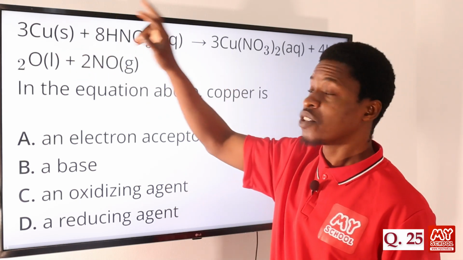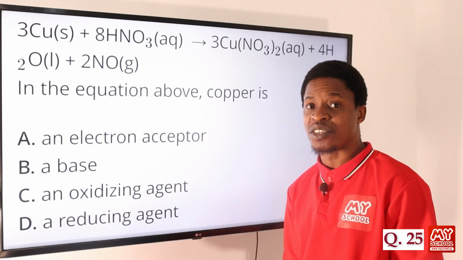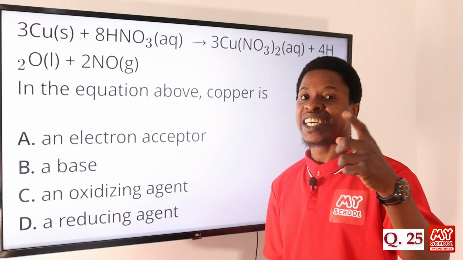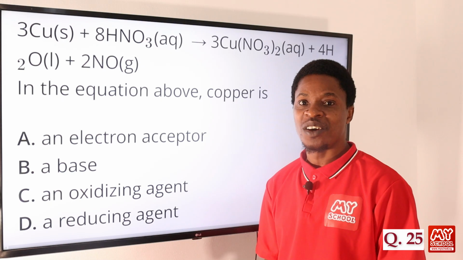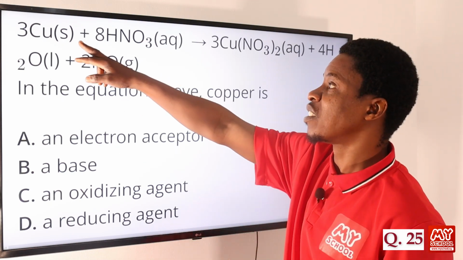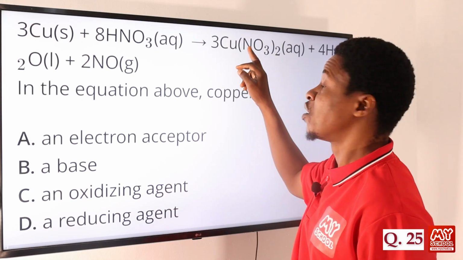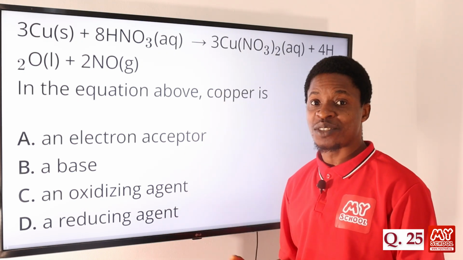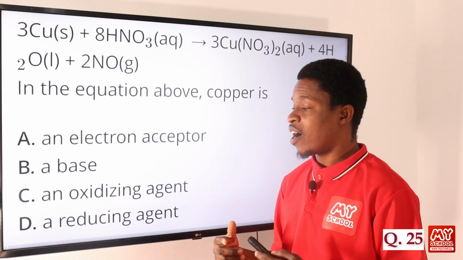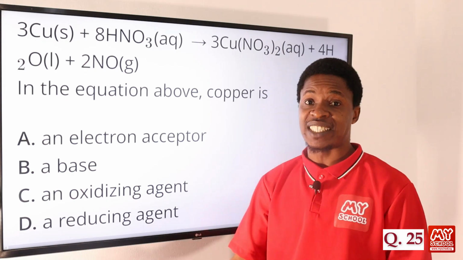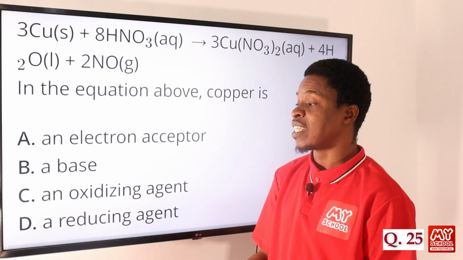If it's moving from 0 to positive 2, that's an increase in oxidation number. If it's an increase in oxidation number, it means that oxidation has taken place. So reducing agents undergo oxidation, while oxidizing agents usually undergo reduction. In this case, there has been an increase in oxidation number of copper from 0 to this point. That's an oxidation, which means it is a reducing agent or a reductant. Reducing agents become oxidized, while oxidizing agents become reduced.